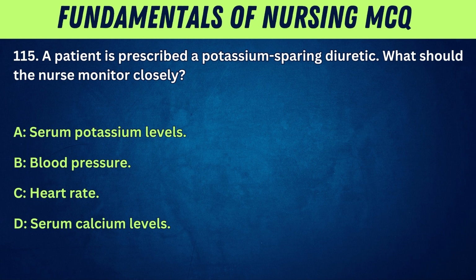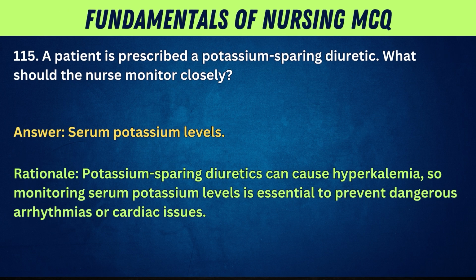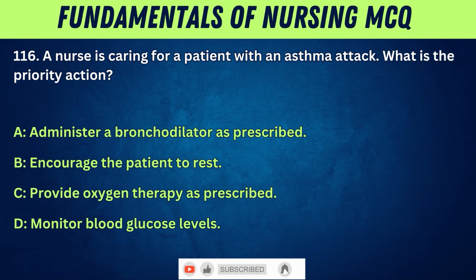115. A patient is prescribed a potassium-sparing diuretic. What should the nurse monitor closely? A. Serum potassium levels. B. Blood pressure. C. Heart rate. D. Serum calcium levels. Answer: serum potassium levels. Rationale: potassium-sparing diuretics can cause hyperkalemia, so monitoring serum potassium levels is essential to prevent dangerous arrhythmias or cardiac issues.